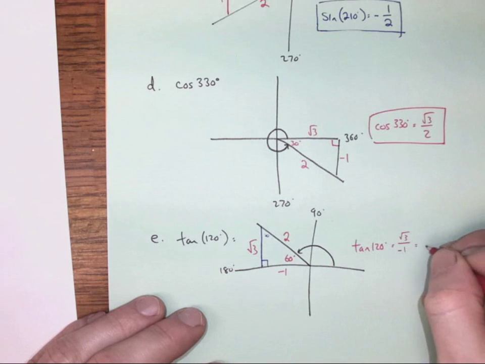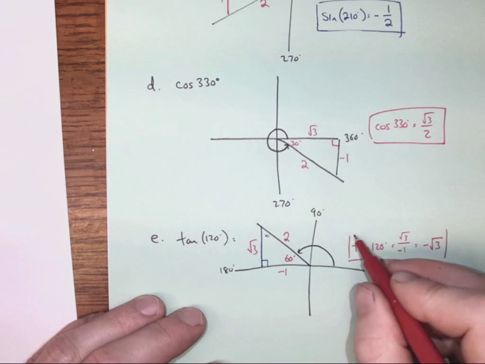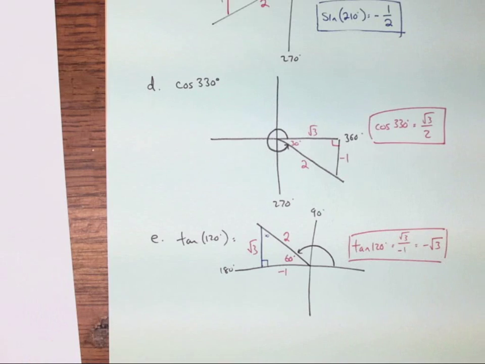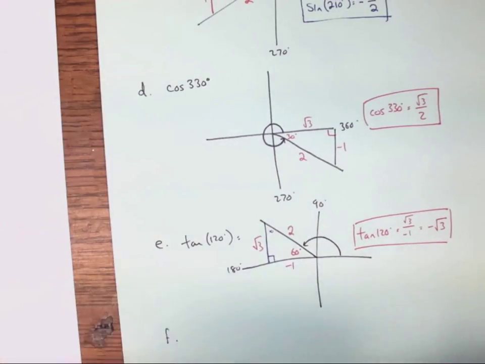Okay. So lastly, we have a sine of 135 degrees.